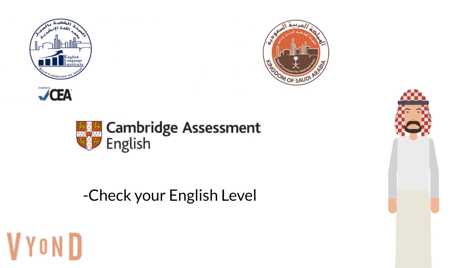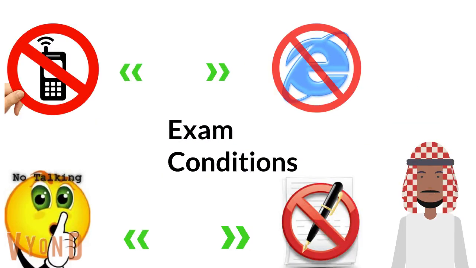How to access the Cambridge English Placement Test. In the computer exam hall, do not use your mobile. Do not talk. Do not use any other websites other than Cambridge. Do not write any answers on any empty sheets.